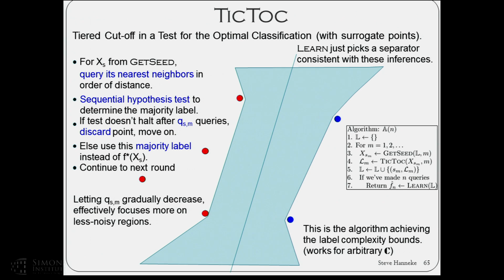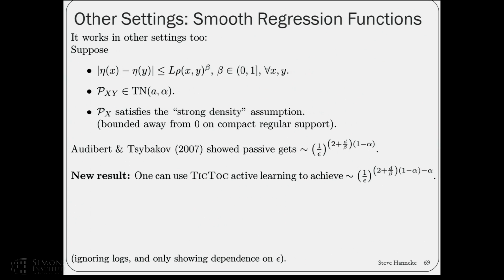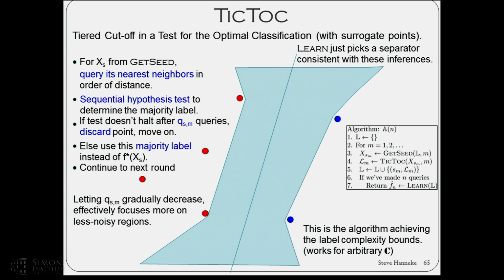This is the algorithm that achieves that label complexity bound that I stated earlier. And as I said, you can keep in mind this actually works for arbitrary concept spaces, even though I showed it just for linear separators. OK. Were there any questions about the algorithm?